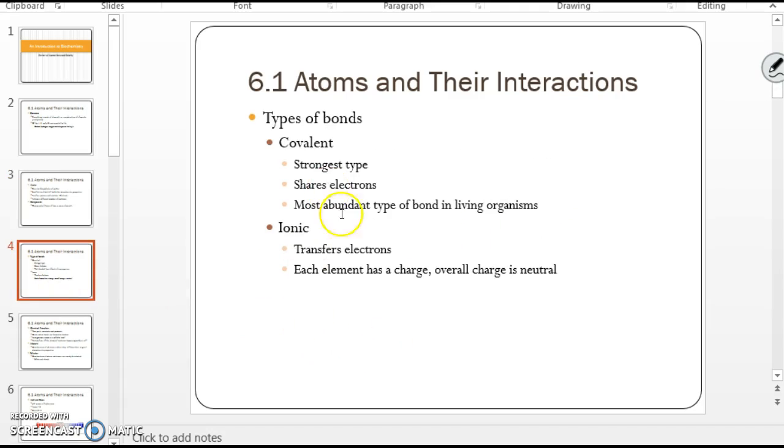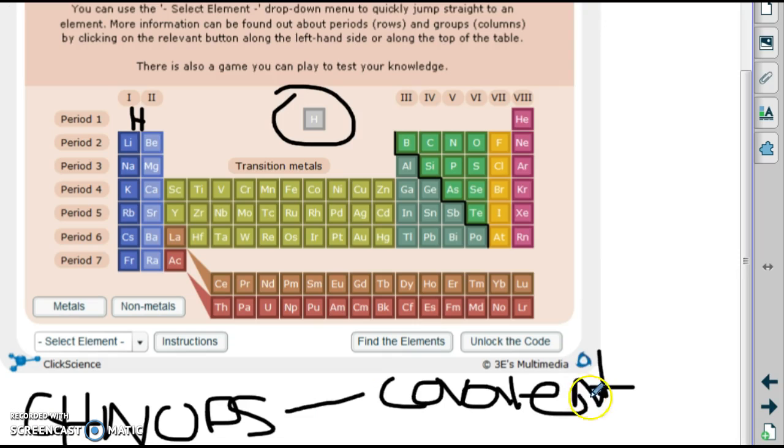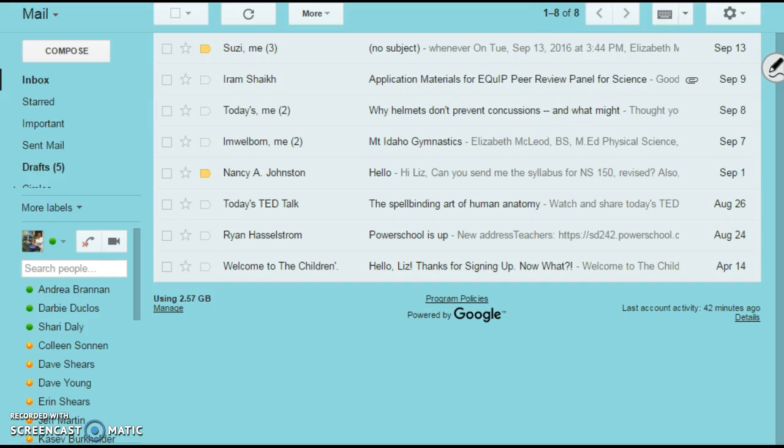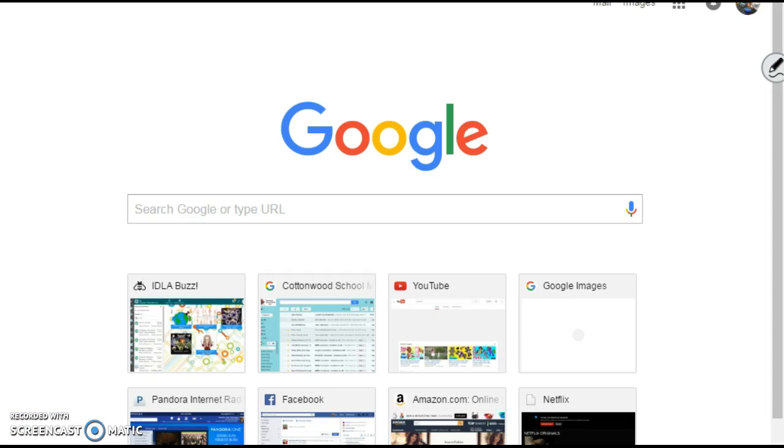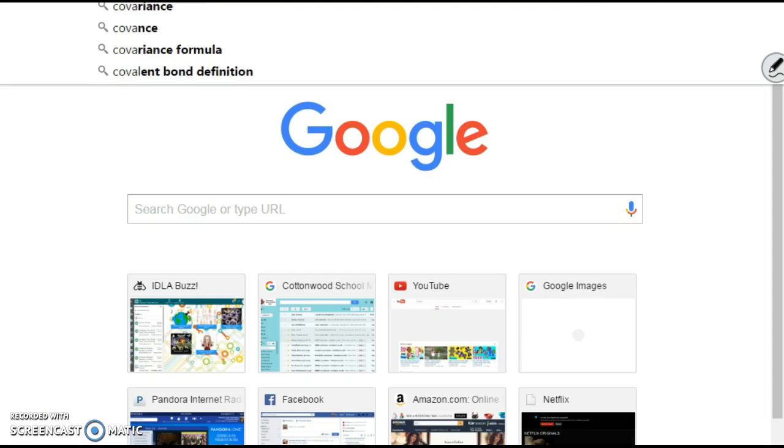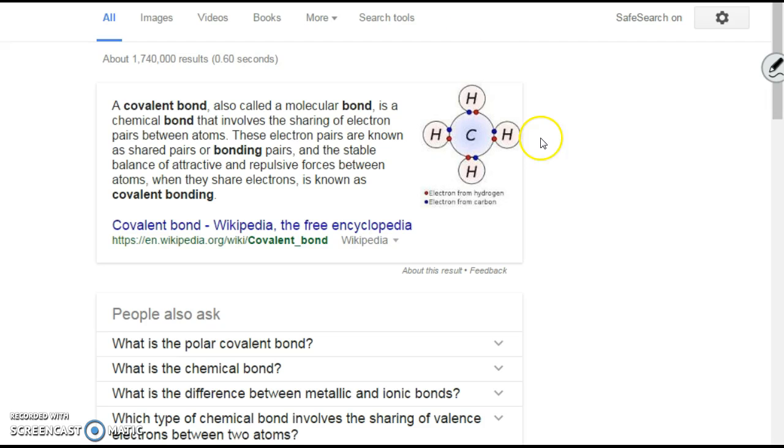So we have two major types of bonds. We're going to talk about a third bond as well, too. It's the hydrogen bond. But we're going to talk about covalent bonds and ionic bonds and what those are. Because I thought I could draw, I'm going to just grab some pictures on the internet so that you don't have to be subjected to my horrible drawings.